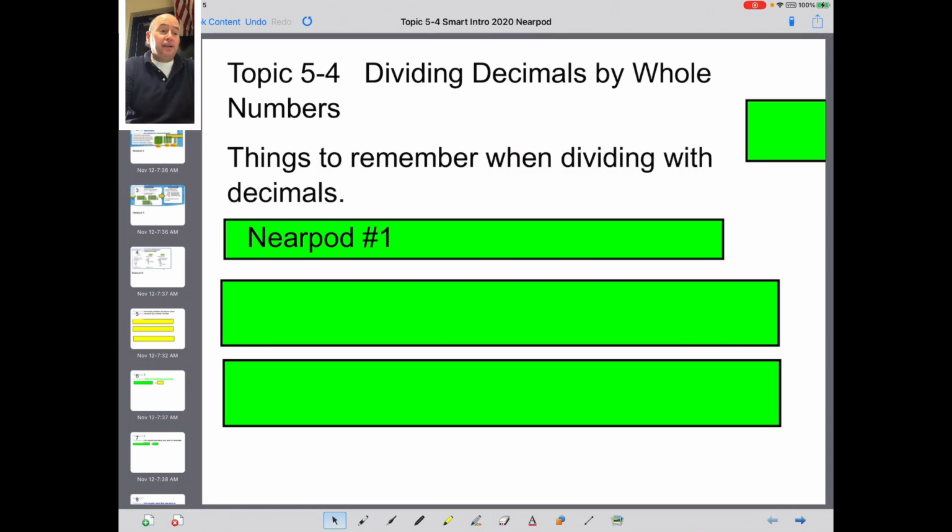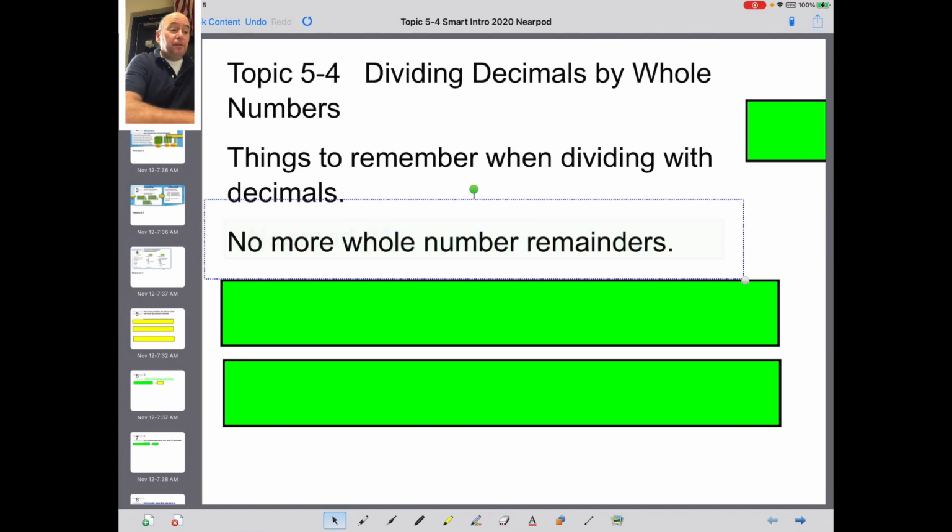Now, there are a couple things to remember when dividing with decimals. There's a Nearpod. Do you want to pause for the Nearpod? Okay, we'll pause. The Nearpod was answered by saying no more whole number remainders. So we're not going to use remainders anymore.